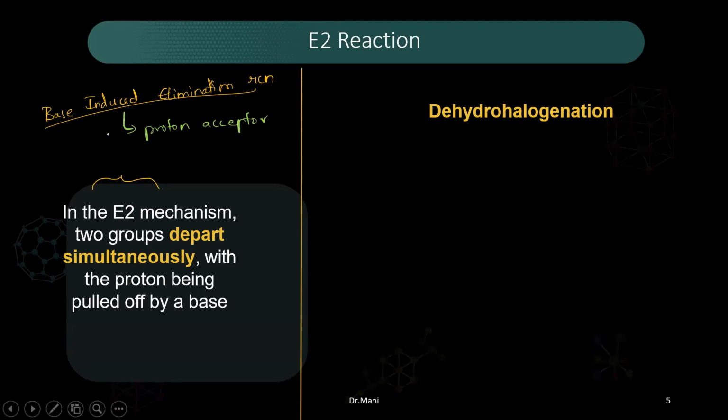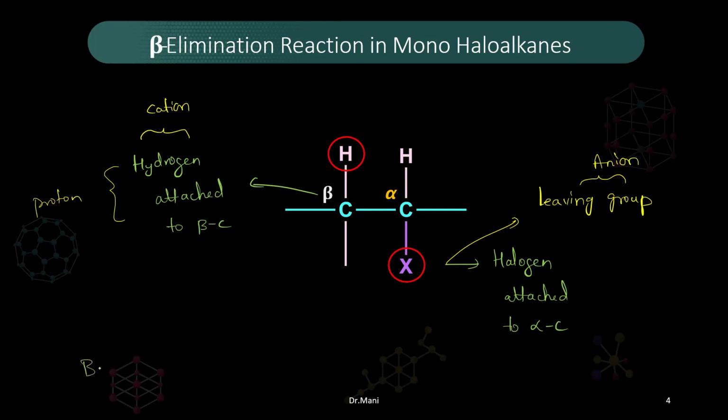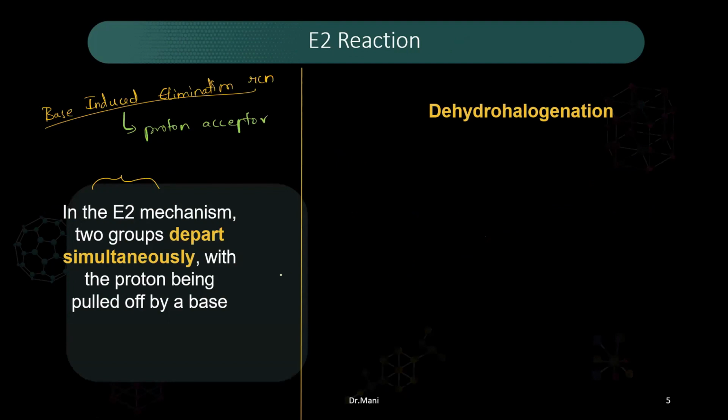So when the base comes close to, first suppose the base is somewhere here. So the molecule will remain like this. But when the strong base comes close to this beta carbon, then it will break the bond between the carbon and hydrogen. So that will make the reaction continue. So the base is inducing the elimination reaction here. So that's why this reaction is called the base-induced elimination reaction. Is that clear?